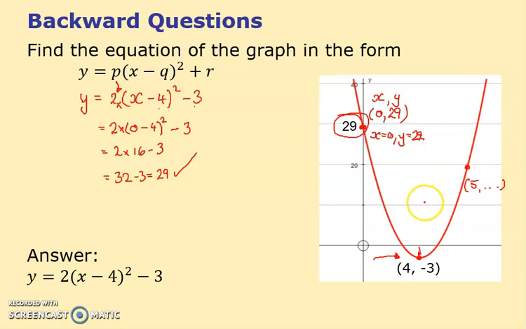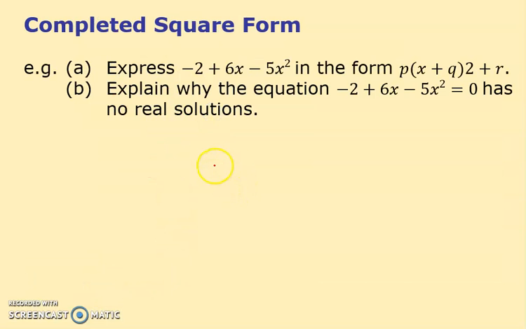So that was the right answer. Notice they've written it properly. 2 lots of x minus 4 all squared minus. In fact, I did write it. There you go. Last question. Express this in the form of that.